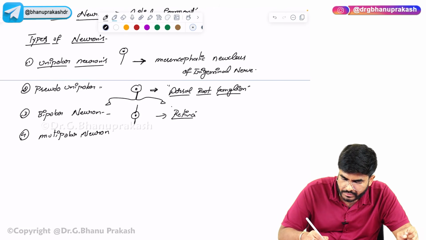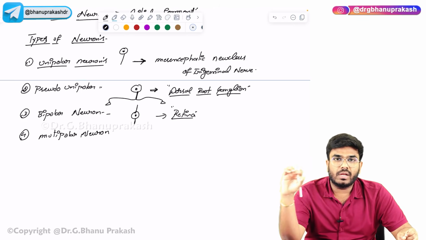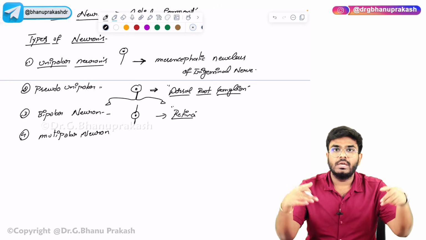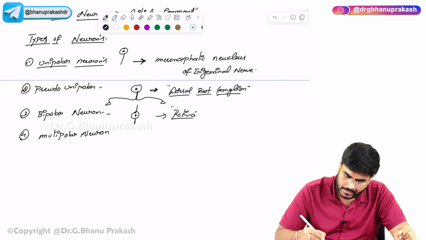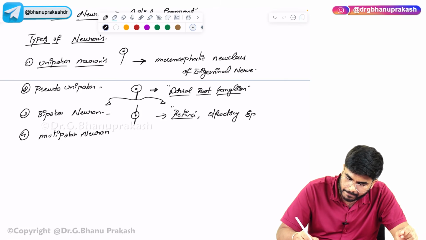In your ophthalmology, you would have studied there are 10 layers in the retina. There are bipolar cells, which are the second order neurons in the visual pathway: first rods and cones, bipolar cells, ganglionic cells, you know it, right? So the retina contains bipolar cells. Not only the retina, but also the olfactory epithelium.